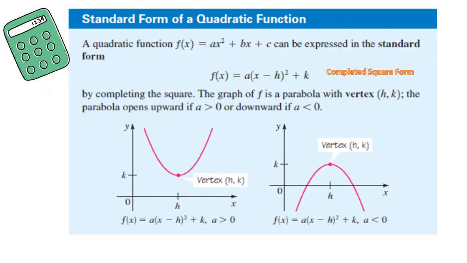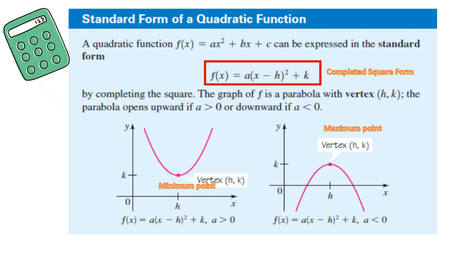Before we start, let us recall the standard form, or completed square form, of a quadratic function: a(x minus h) squared plus k. We will get a minimum point (h, k) if the coefficient a is positive, whereby we will get a maximum point (h, k) if the coefficient a is negative.